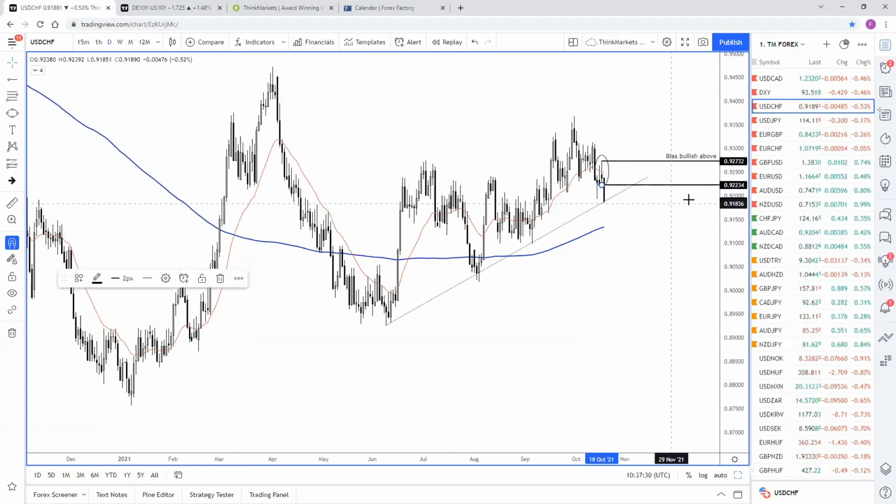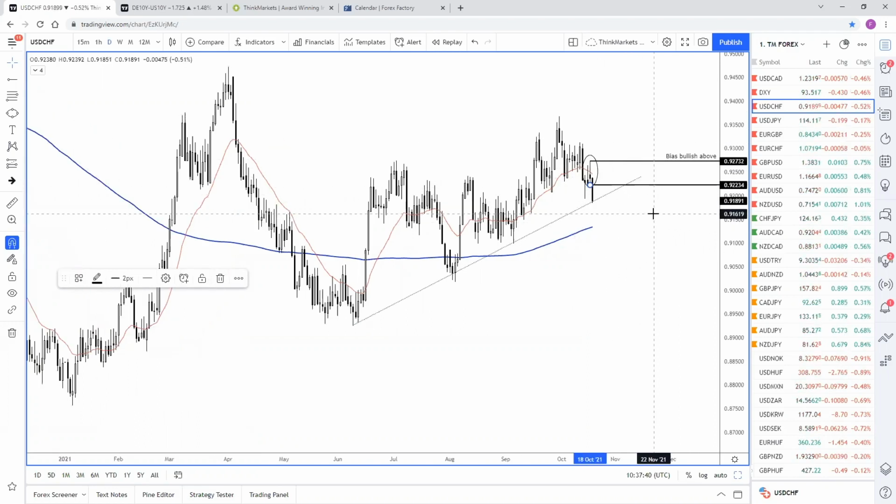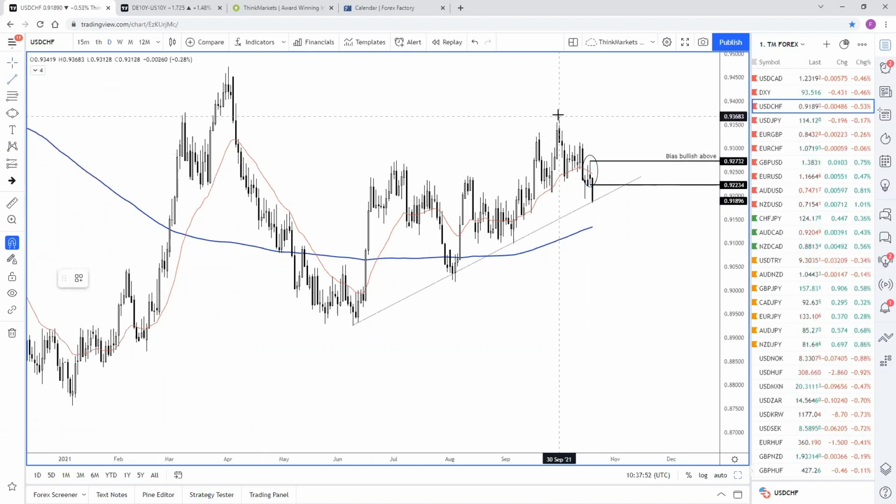If it starts to move above 92.23-ish later on today, then that would be the first sign that the bears are getting in trouble and that we may see a reversal. But for confirmation, as I said, we want to see a higher high come in. And the most recent high is Monday's high at 92.74. So that's the level that needs to break, in my view, before we turn bullish on the dollar Swiss.